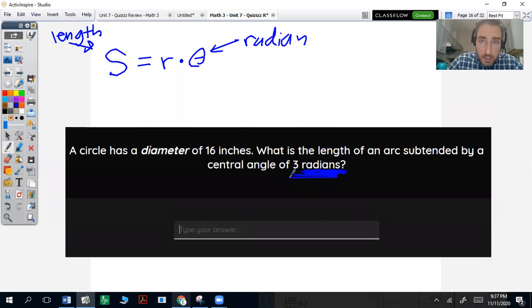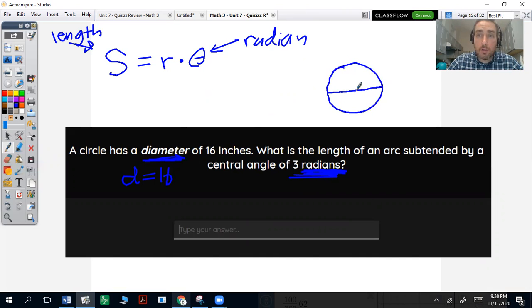Your length is, well, we don't know it, we want to find it. Our diameter is 16. Remember, in a circle, diameter is always going to be all the way across. So if the diameter is 16, then the radius is going to be half of that. So the radius will be 8. And then your radian is 3. So this is 8 times 3. Seems easy, we don't need a calculator for that. That's 24. So that length is going to be 24.